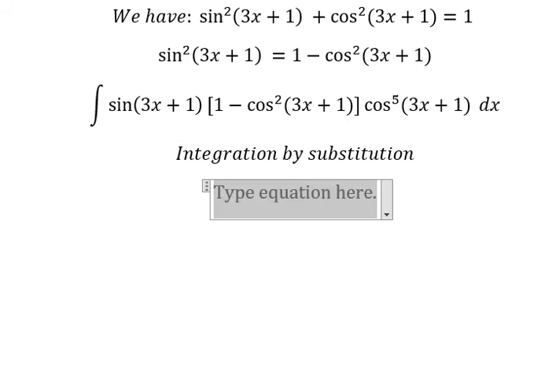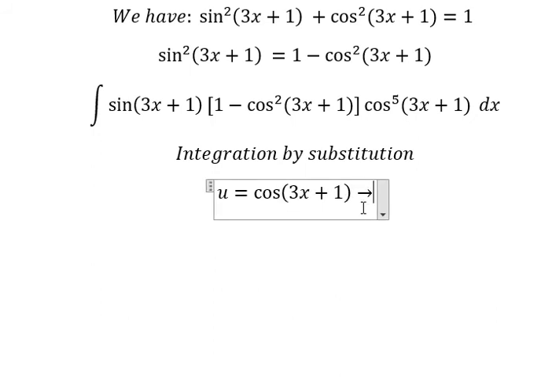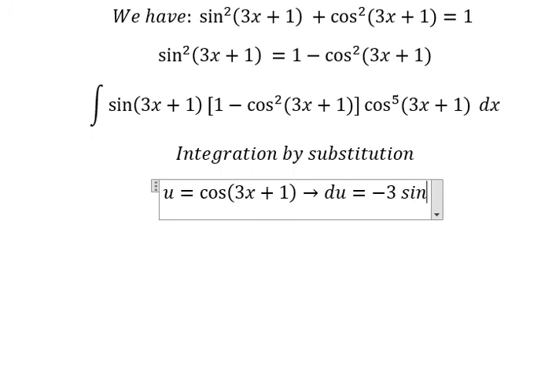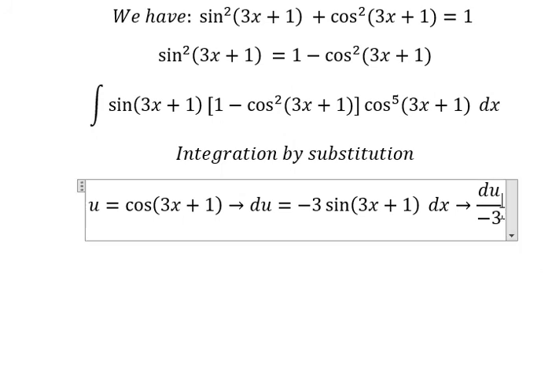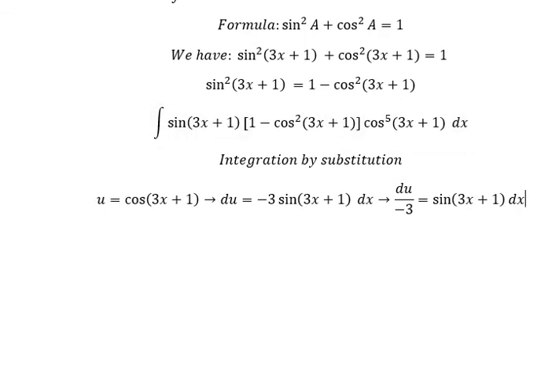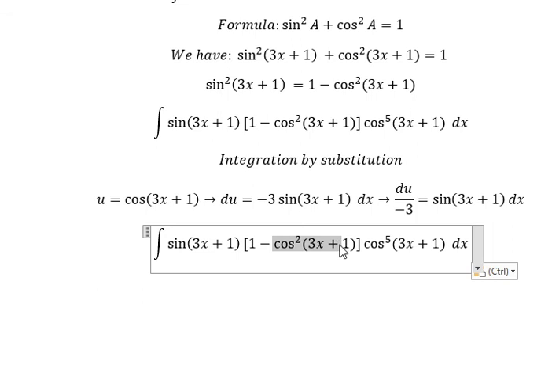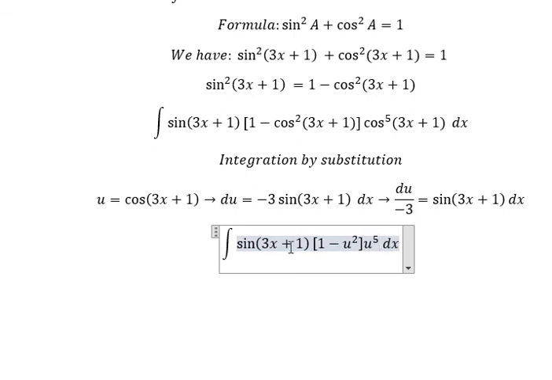So I will put u equal to cosine 3x. Next, we need to take the first derivative of both sides. So we have du equals negative 3 sine 3x plus 1 dx. Because we don't want the negative 3, we need to divide both sides by negative 3. So we have sine 3x plus 1 dx. This one we change to u, and sine 3x plus 1 dx we change to du over negative 3.